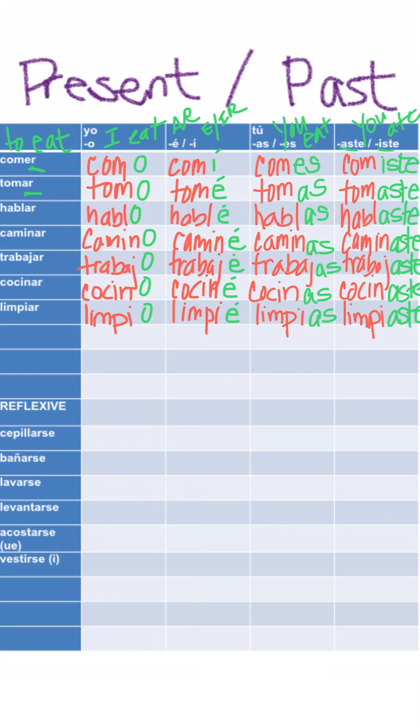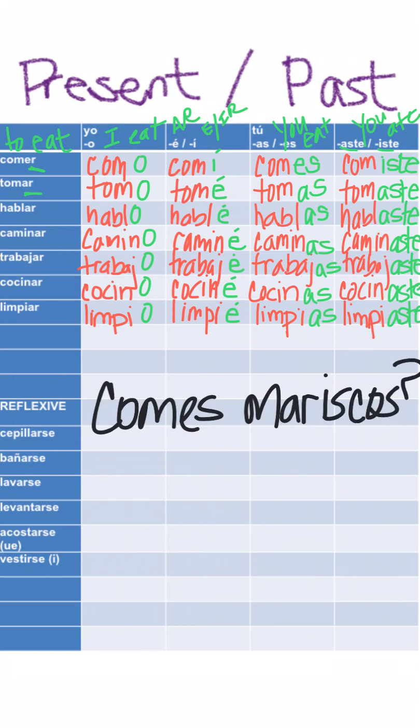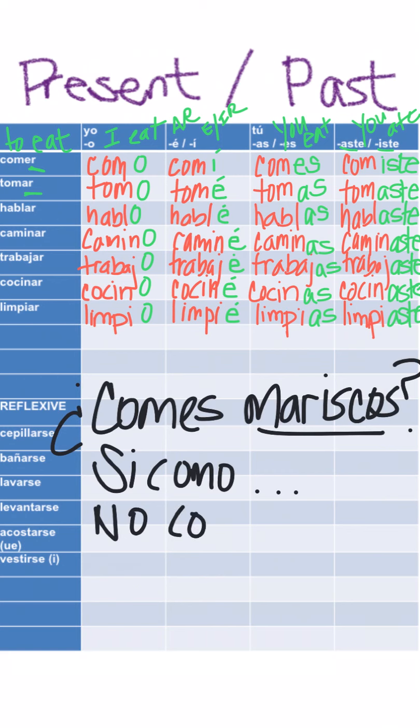Looks a little bit like Christmas, but now I can take these verbs and now I can start to make questions with them that we can use in class. So if I want to ask you, do you eat seafood, for example, because everyone knows I don't like seafood. ¿Comes mariscos? Mariscos being the word for seafood. Now I can answer that with my yo form, sí como, or in my case, no como, I don't eat mariscos.